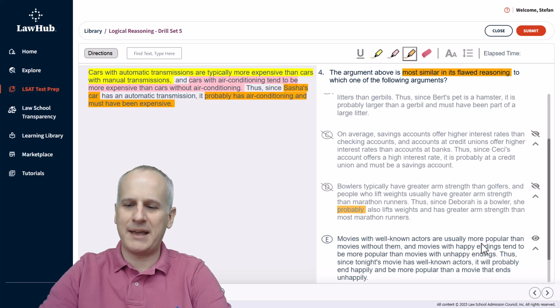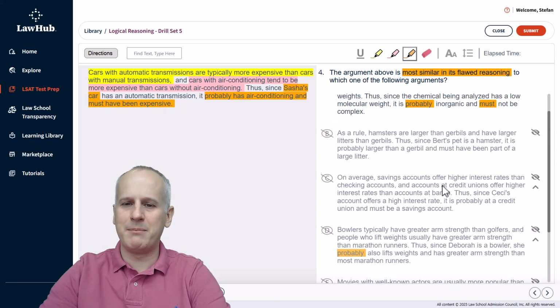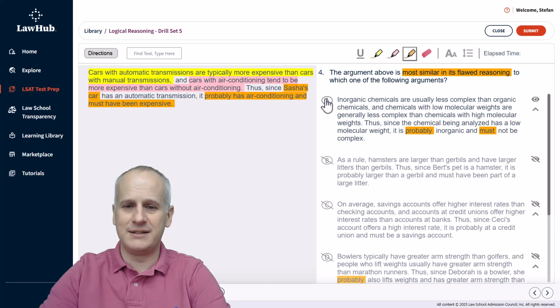Okay, movies with happy endings tend to be more popular than movies with unhappy endings. Thus, since tonight's movie has well-known actors, it will probably end happily and be more popular than a movie that ends unhappily. Well, again, this is a valid argument. Also, we don't have that must that we needed in our original argument. So, coming back up to choice A, understanding that it is the right answer, let's see how everything matches.